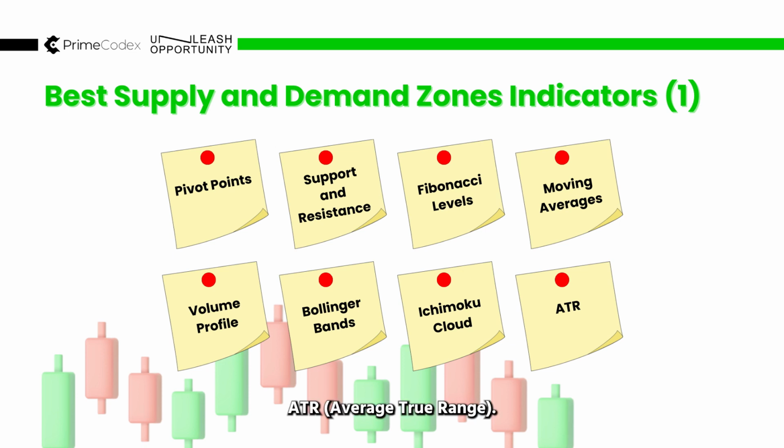8. ATR, or Average True Range. ATR measures market volatility and can help traders identify areas where price may experience significant movements, often indicating supply and demand zones.